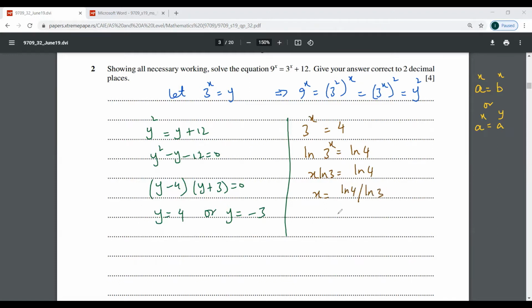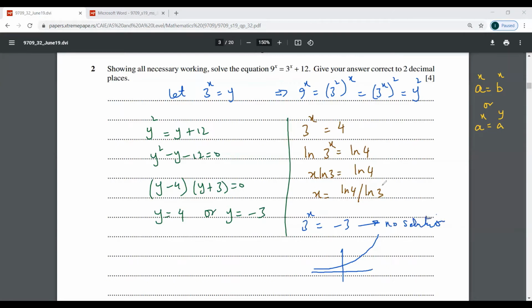Use your calculator here. And for the second one, you have 3 raised to power x equal to minus 3. So remember, any positive number with any power on it can never result in a negative value, okay? Just remember this graph as well. This is what you have whenever you have a positive base and you have a power on it. So this is not possible here, so there's no solution from here.